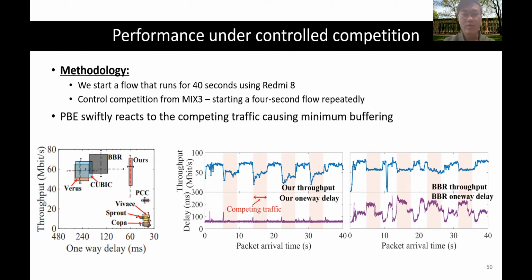We also evaluated the performance under competing traffic. In this experiment, besides the testing phone, we have another mobile phone sending periodic competing traffic. In the right figure, the highlighted parts show the time when the competing traffic comes in. And we can conclude from this figure that PBE can swiftly react to the competing traffic to maintain its low latency, although there are some bursts. But BBR cannot react fast enough.